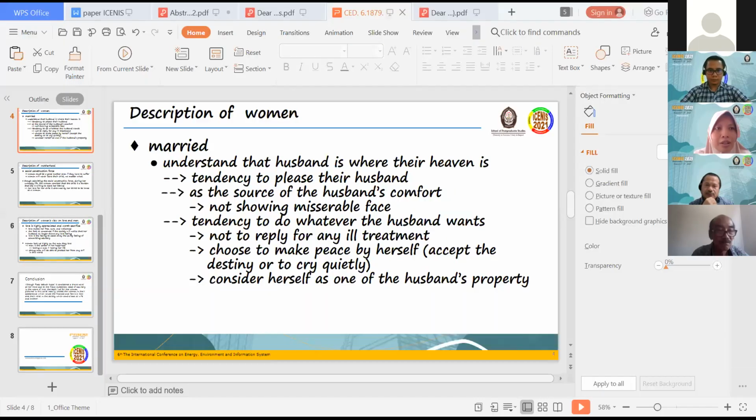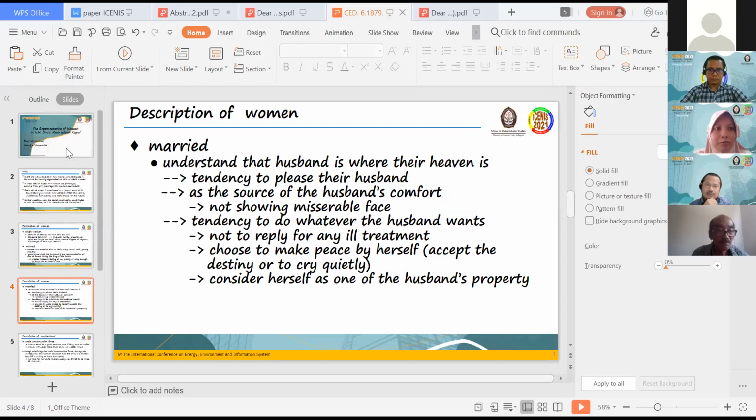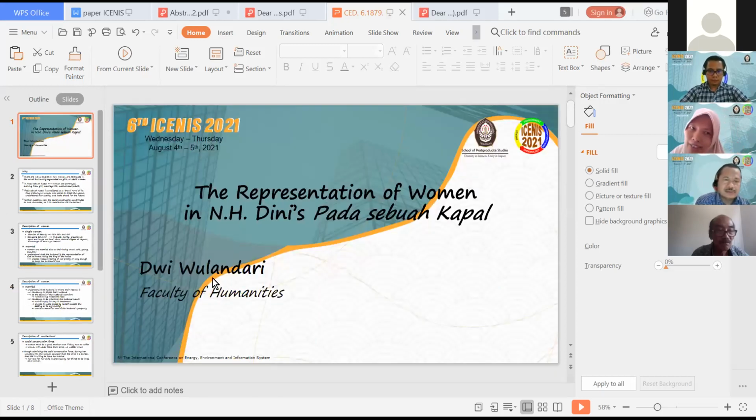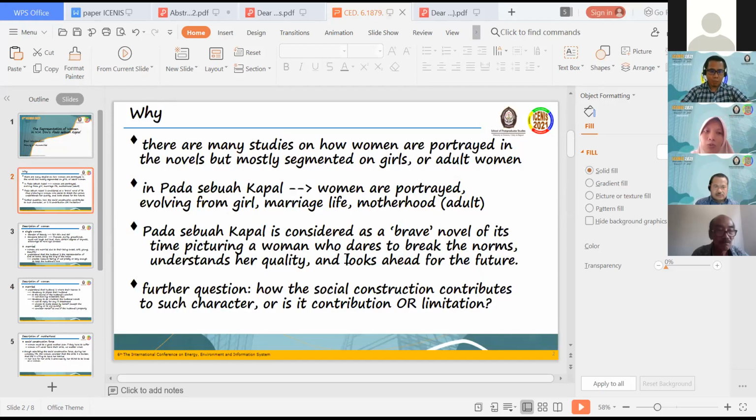Okay, so my paper is actually about the representations of women in Hadiah Pada Sebuah Kapal. I think everyone knows about this novel. It's quite an old novel, written in 1973, but because it's very popular, it's very prevalent and keeps on being republished. The one that I use here is the 9th edition of 2009.